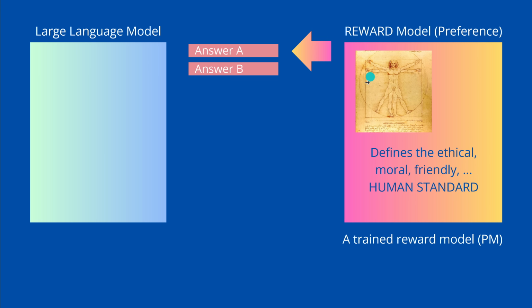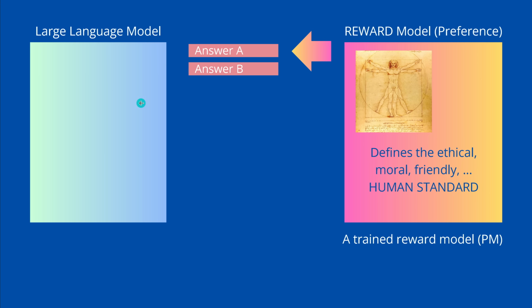It defines, like the Vitruvian Man from Leonardo da Vinci more than 500 years ago, the human standard: ethical, moral, friendly, honest, true. This is here, if you do not want the humans to fill out the preferences, the AI reward model that is now, if you want, incorporating a transposition of Leonardo da Vinci to the modern preference model.